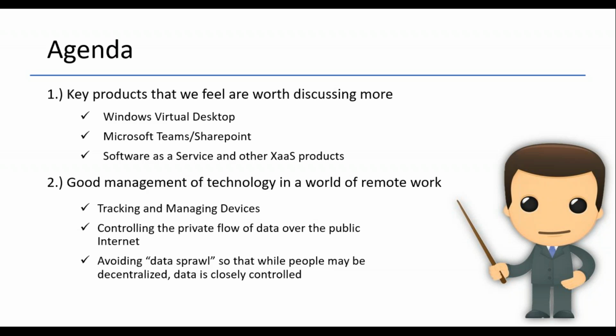And then avoiding the idea of data sprawl. So while people may be decentralized, data is closely controlled. We're going to lose a lot of control over individuals that are not in our presence right now. So we need to do things that make it so that our data is still under control, so that if something happens to one of these devices or someone's internet connection, we have access to data, and that data is secured and controlled. And probably the most important part, our Q&A, where we're going to go through your questions.